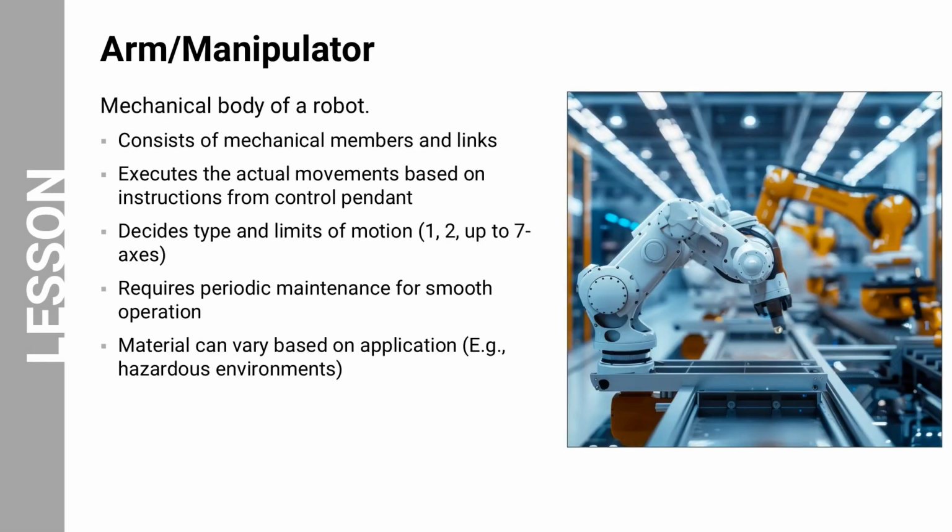Now we will look at the manipulator and the robot arm itself. A robot's arm or manipulator serves as its mechanical body, comprising members and links that execute physical movements according to instructions received from the control pendant. Its design determines motion capabilities across 1 to 7 axes, with movement limitations defined by its configuration. Regular maintenance is essential for optimal performance, and the choice of construction materials can be adapted based on specific operating environments, such as hazardous conditions.